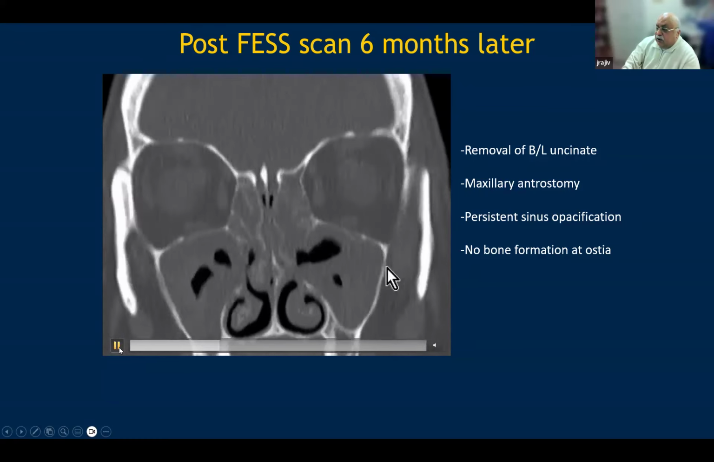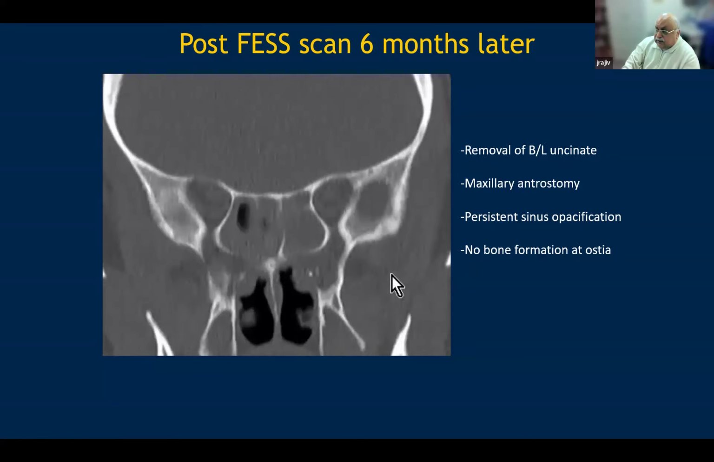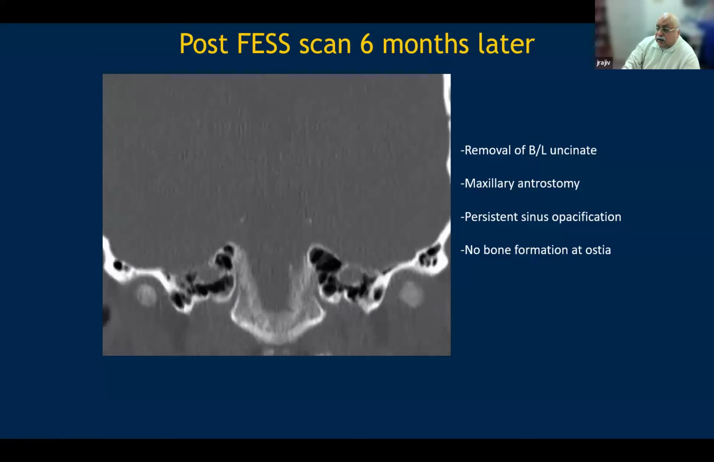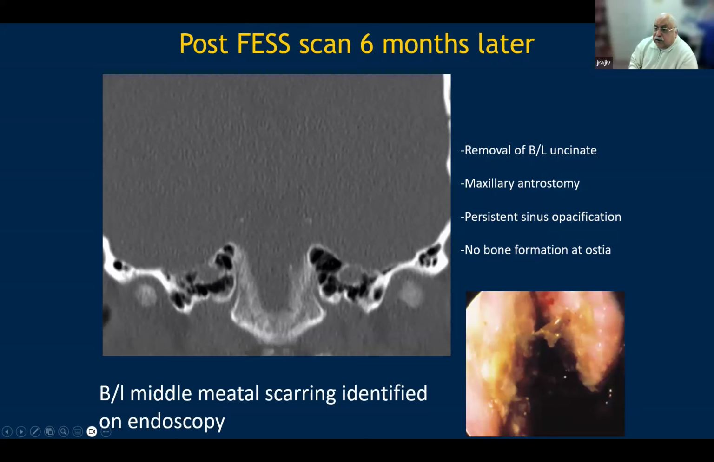So the surgeon has already made these changes, but we don't see any abnormality per se, because it's actually covered with mucosa. So why has the mucosal disease recurred? The recurrence has occurred because of scarring, which can be only seen on endoscopy. So if the patient has already had an operation and you can see the changes of the operation, but you still see that there's persistent sinus disease, this scarring is important.